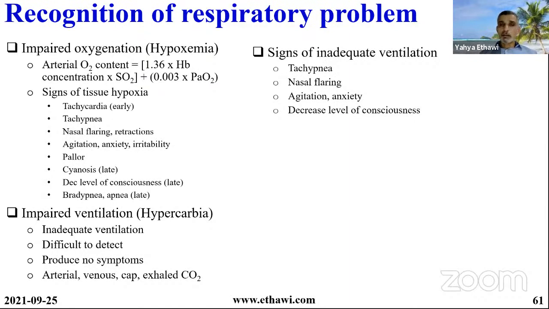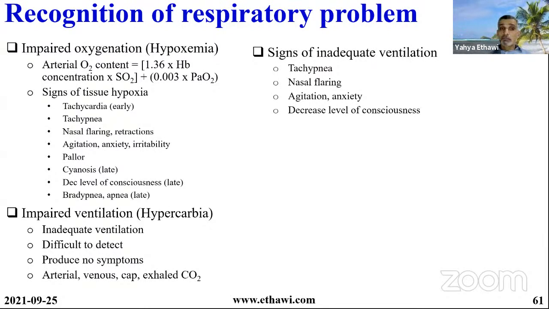Hypoxemia means arterial oxygen content is low, and the arterial oxygen content depends on the oxygen and the hemoglobin. So it's 1.36 times the hemoglobin concentration times the saturation, plus 0.003 times the partial pressure of oxygen in the artery.